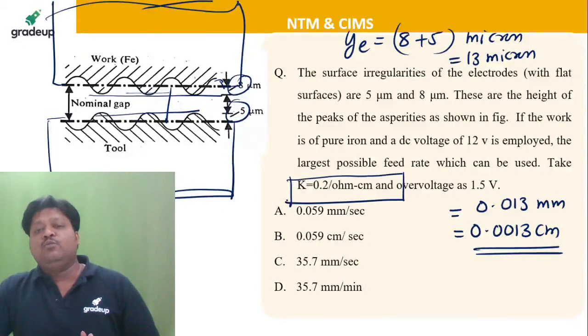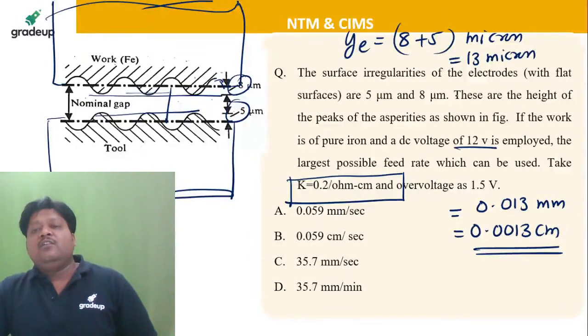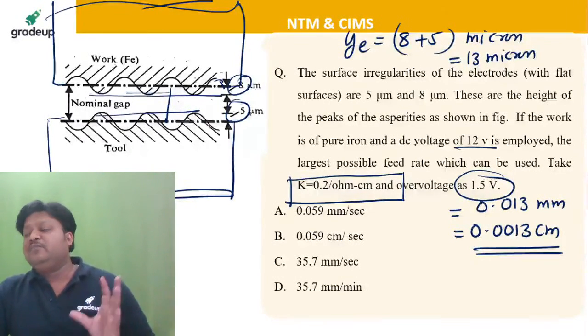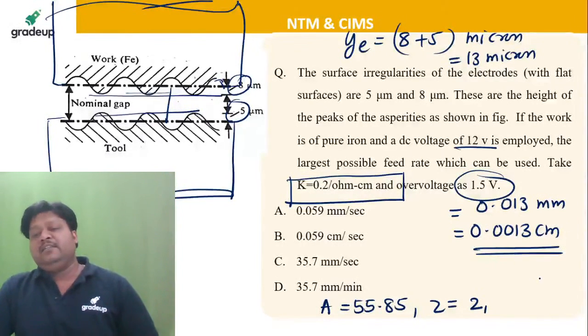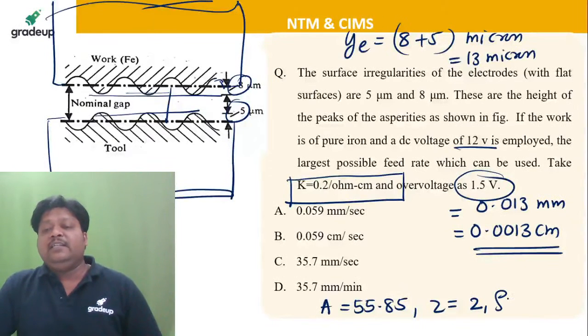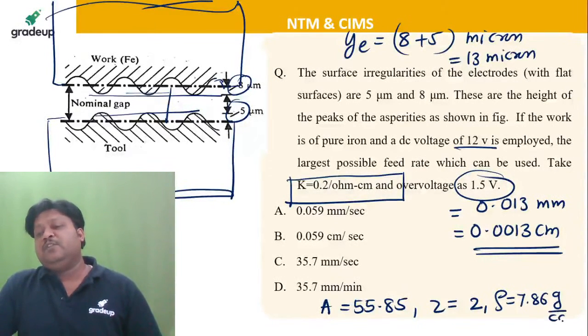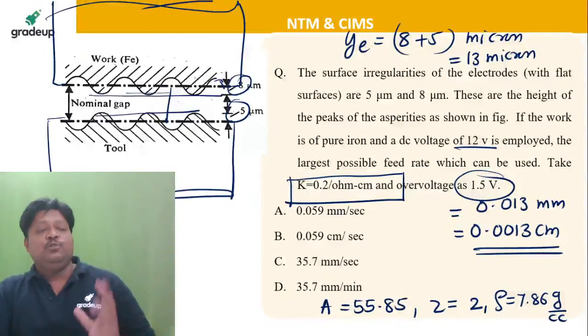Okay, so now the rest of the things are very clear, dear students. Conductivity is given, that is 0.2 per ohm per centimeter, that is ohm inverse centimeter inverse. Supply voltage is 12 volts. Over voltage is given as 1.5 volts. Now simply K is there, and for the iron you have to choose the values given in the previous numerical: gram atomic weight 55.85, valency 2, Faraday's constant 96,500. You should know that, right? And density of the iron is 7.86 grams per cc. This data is given to you, don't worry about this.